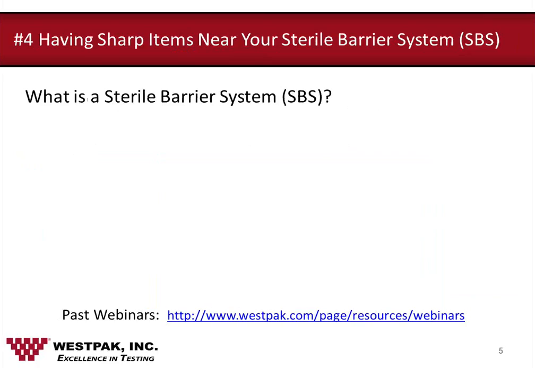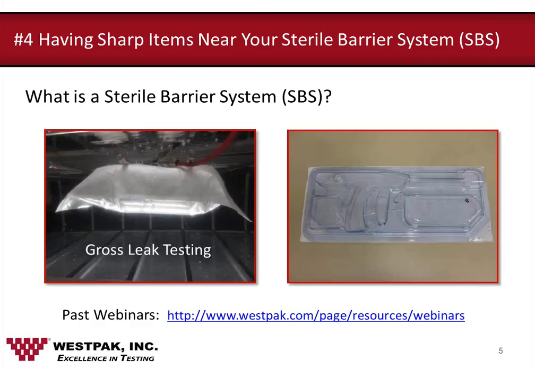Thanks, Tim. So the number 4 mistake we see people make is having sharp objects near your sterile barrier system, or SBS. If you're not in the medical device industry, SBS might be single bleach sulfate to you. But for the medical device industry, it is sterile barrier system. You can see here there are 2 different types of sterile barrier systems. The one on the left is a poly-Tyvek pouch. The one on the right is a PETG tray with a Tyvek lid.